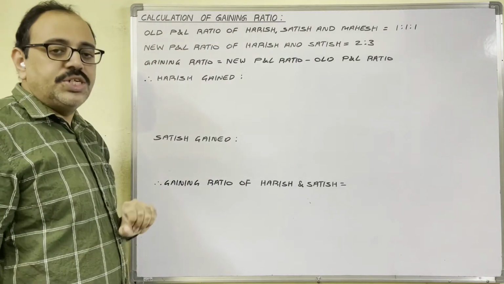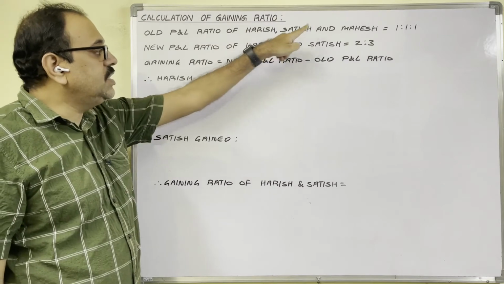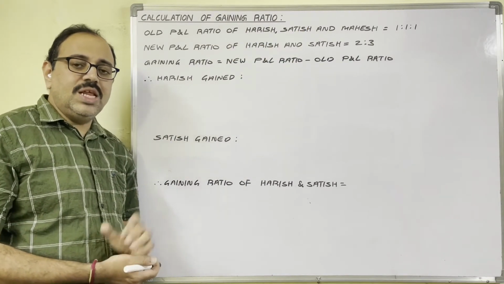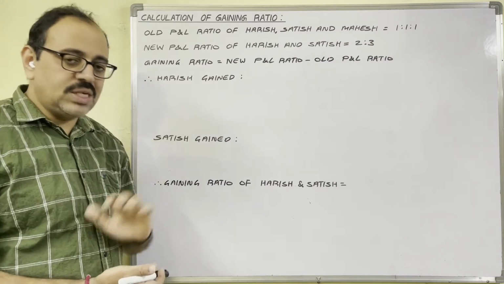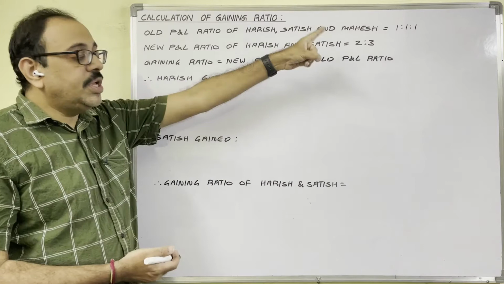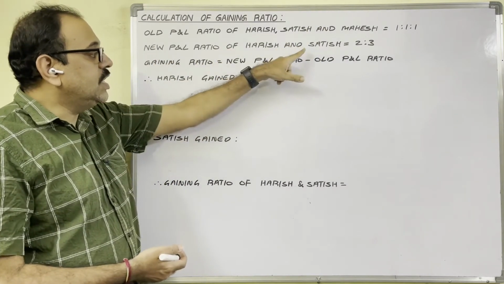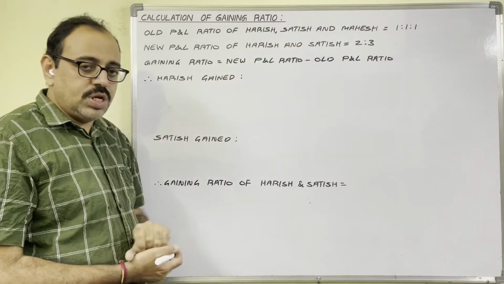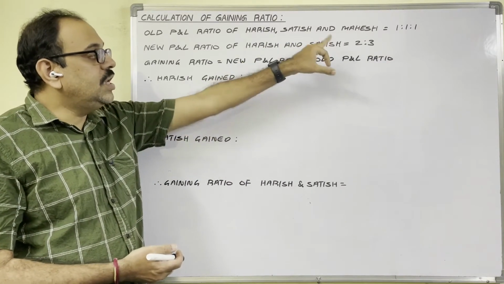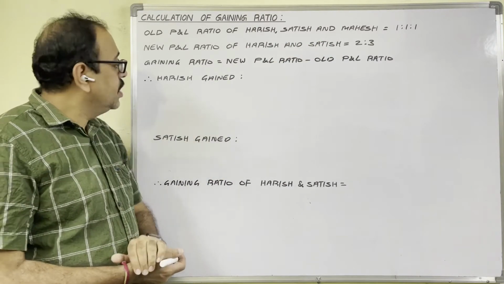Calculation of gaining ratio. Old profit and loss ratio of Harish, Satish and Mahesh is 1:1:1. In the question he has given, no? 3 members are sharing profits and losses equally. Therefore 1:1:1, 1/3, 1/3, 1/3. New profit and loss ratio of Harish and Satish is given in the question, no? 2:3. So Harish's share 2/5, Satish's share 3/5. How did 5 come? 2 plus 3, 5.